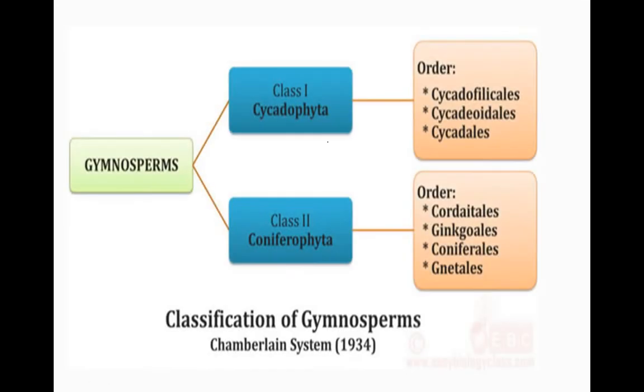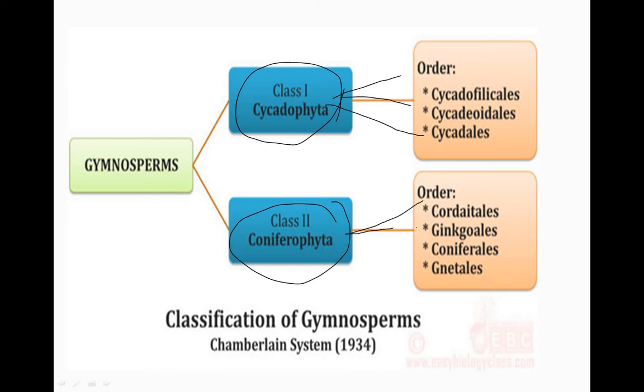So this is a flow diagram which gives you an idea in detail about the classification of Gymnosperms, where there are two main classes. First one is Cycadophyta, and another is Coniferophyta. This Cycadophyta is again divided into three orders, that is Cycadofilicales, Cycadeoidales and Cycadales, whereas Coniferophyta is divided into four orders: Cordaitales, Ginkgoales, Coniferales and Gnetales.